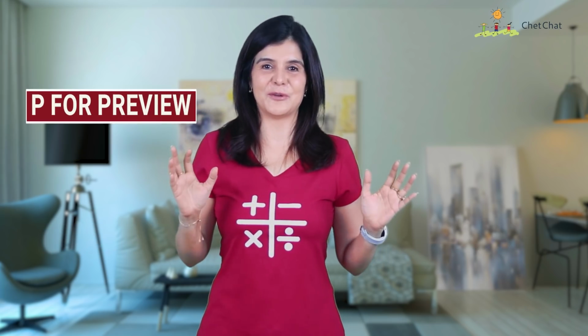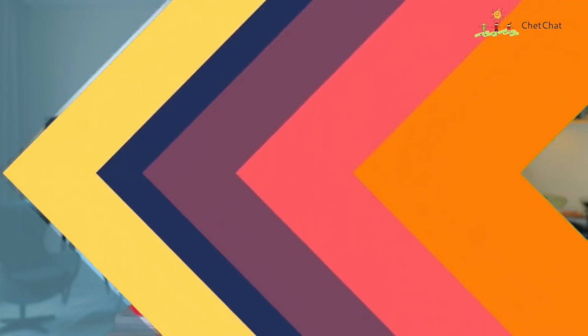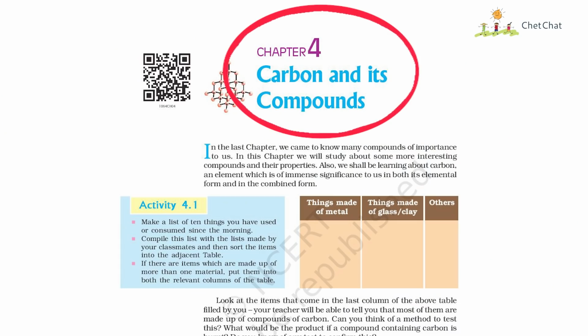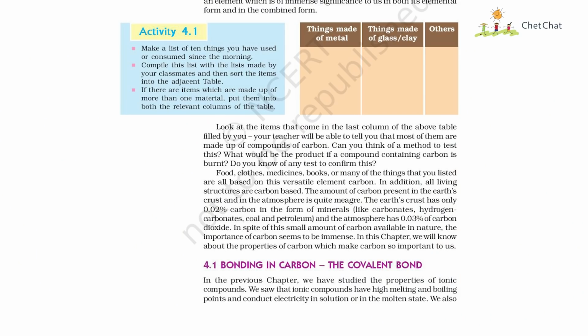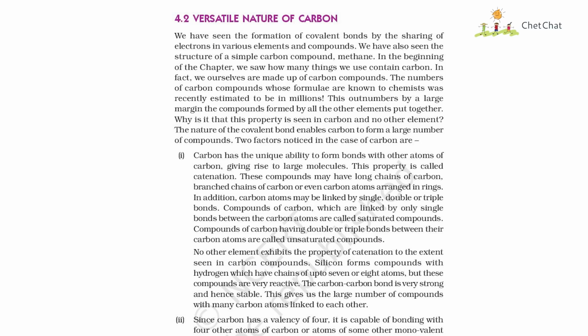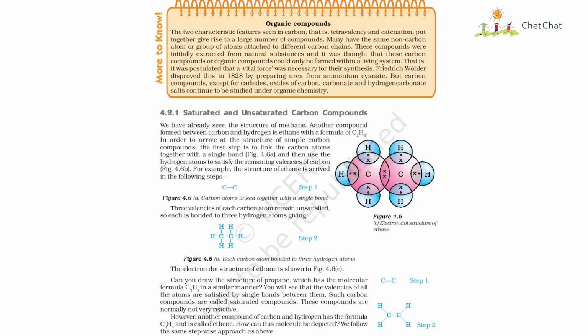Let's talk about preview. When you first open your chapter, skim over it. Read the main headlines, understand the structure of the content. Let's say we look at the 4th chapter of the science book, Carbon and its Compounds. The important topics are bonding in carbon, covalent bonds, the versatile nature of carbon, saturated and unsaturated carbon compounds, etc.